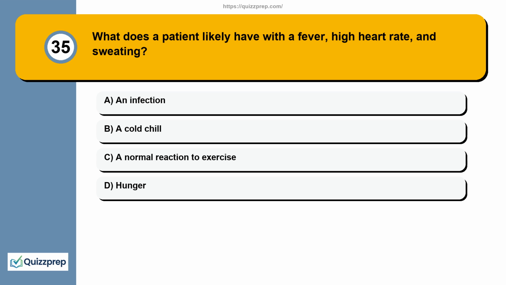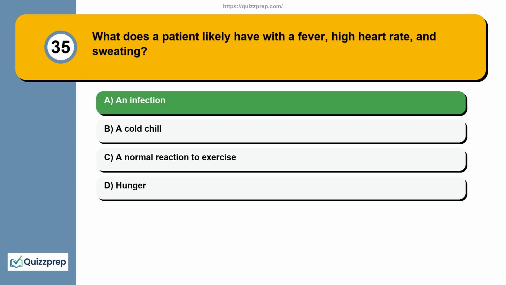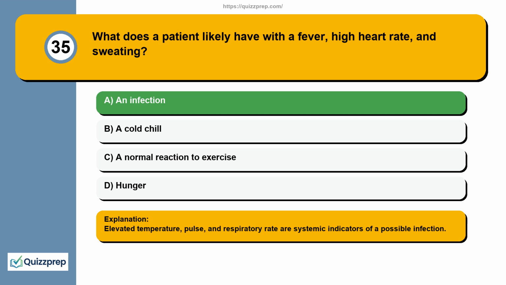Question 35. What does a patient likely have with a fever, high heart rate, and sweating? An infection, a cold chill, a normal reaction to exercise, hunger. Elevated temperature, pulse, and respiratory rate are systemic indicators of a possible infection.